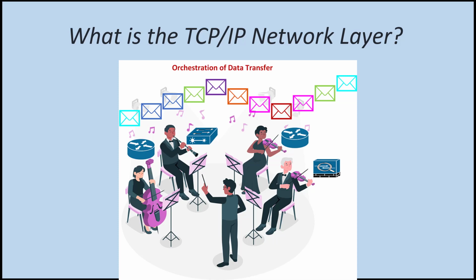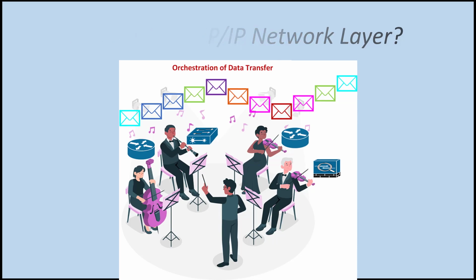Addresses are given out, data is directed on the fastest routes, and it orchestrates a flawless performance in the vast realm of the internet. In a nutshell, my friends, the network layer is your digital guide, giving out addresses, directing data on the fastest routes, and orchestrating a flawless performance in the vast realm of the internet. It's like the behind-the-scenes magic that keeps everything flowing smoothly.